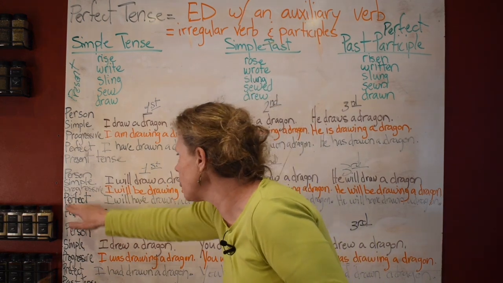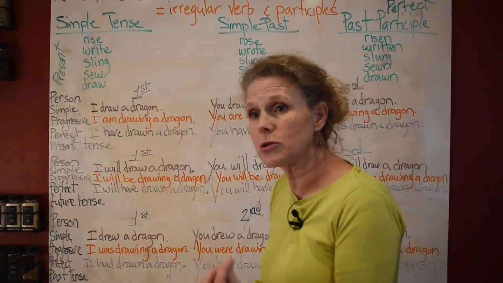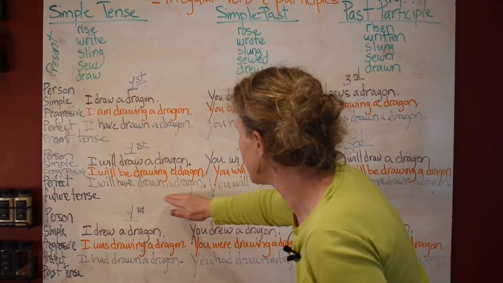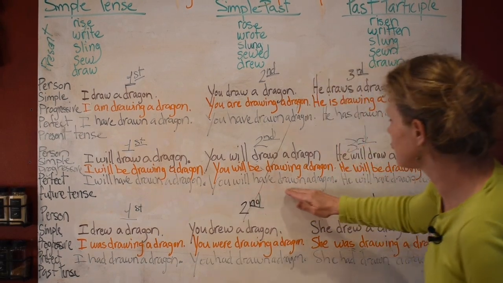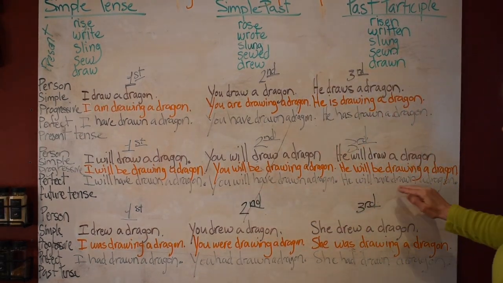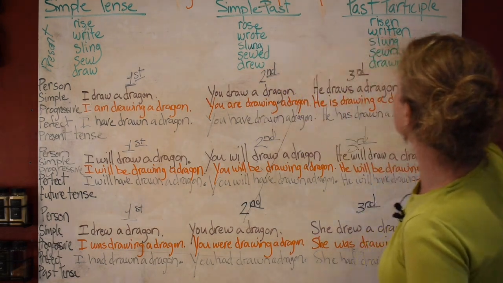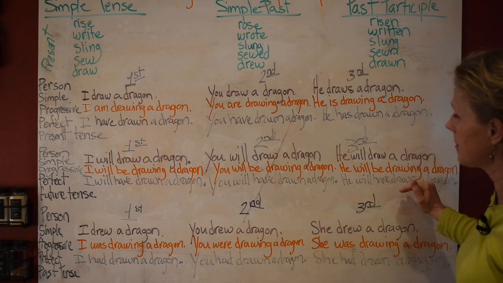If it's in the perfect tense, you want to use will have drawn. I will have drawn a dragon. You will have drawn a dragon. He will have drawn a dragon. So that's how you would use your different tenses properly.